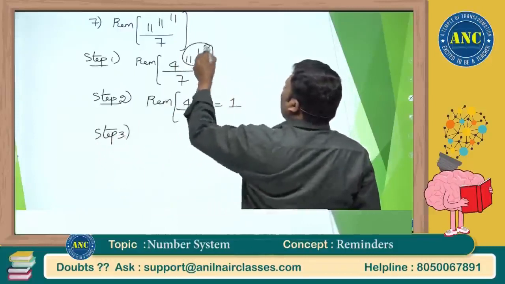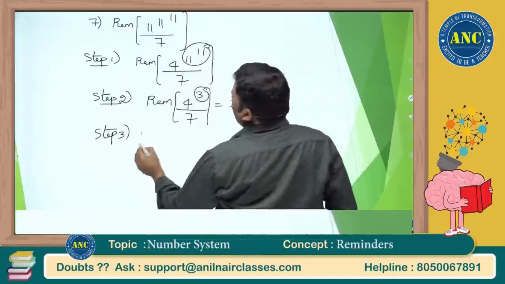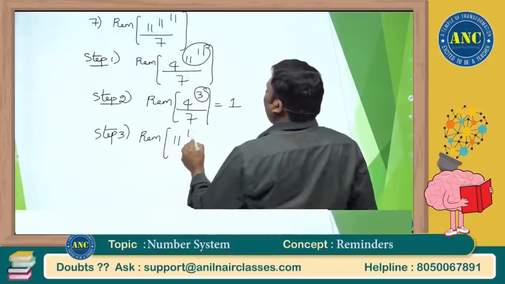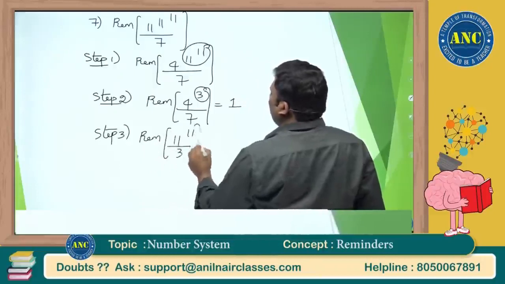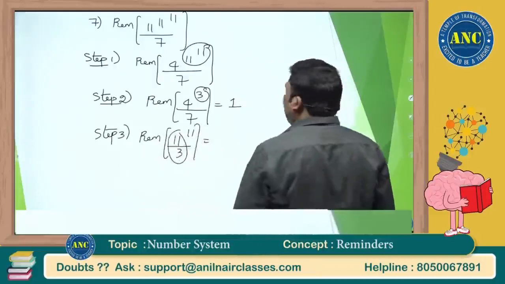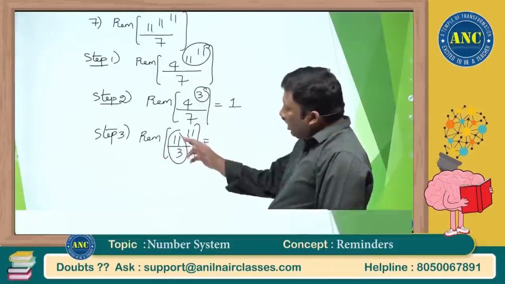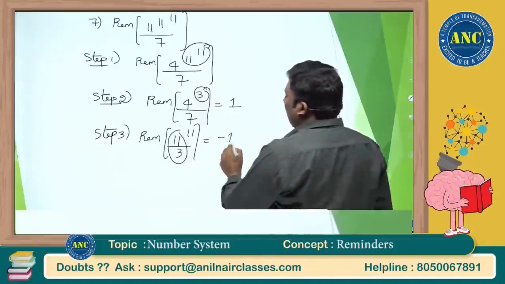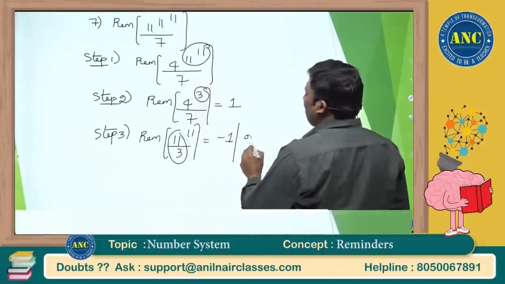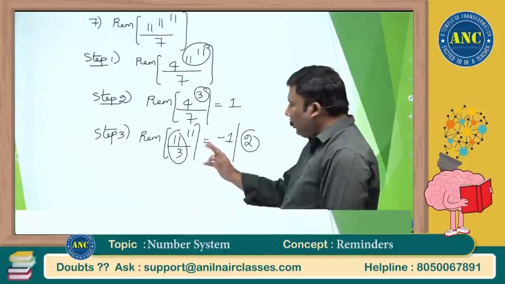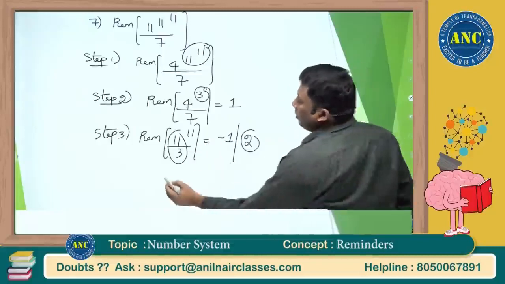Take this power, divide by this power. These are nothing but 11 power 11 divided by 3. 3 fours are 12. Negative remainder it is minus 1. Minus 1 power odd is minus 1. Negative remainder minus 1. Positive remainder will be 3 minus 1, which is 2.